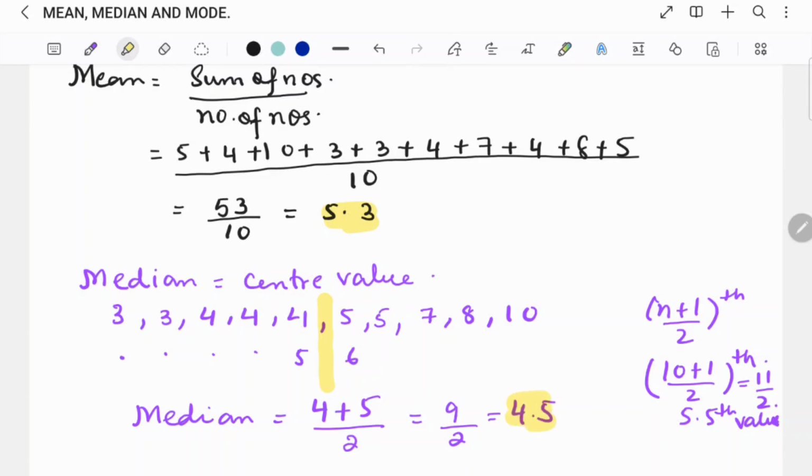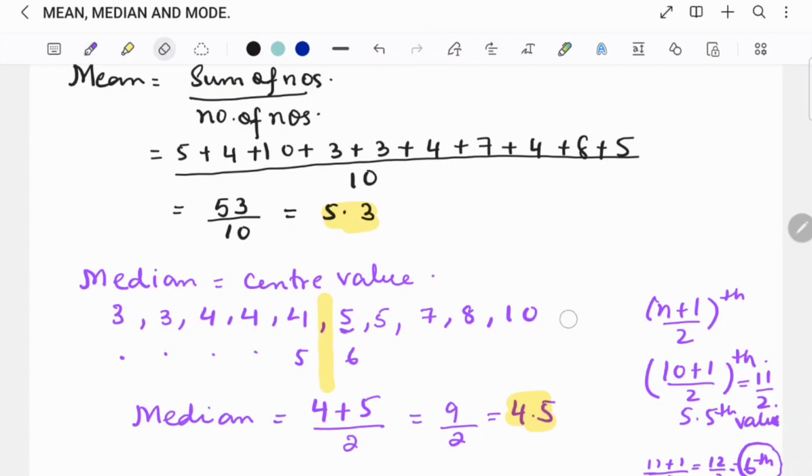For example, you must have this question in your mind: there are 10 numbers. If there are 11 numbers, then what do you do? You do 11 plus 1 upon 2, which means 12 upon 2, which means you have the 6th value. If you have 11 numbers, the number at the 6th value will be the center number. For example, if I just add 11 here, then the 6th value will be the center.